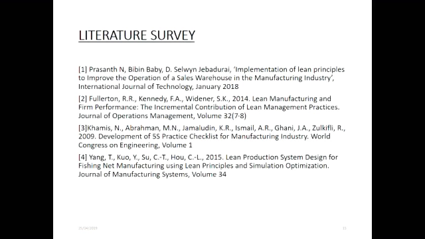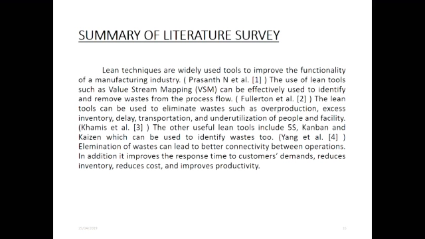The following is a literature survey for this project. Summarizing the literature survey, Lean techniques are widely used tools to improve functionality of the manufacturing industry. The Lean tools can be used to eliminate wastes such as overproduction, excess inventory, delay, transportation, and underutilization of people and facility. Elimination of waste can lead to better connectivity between operations.